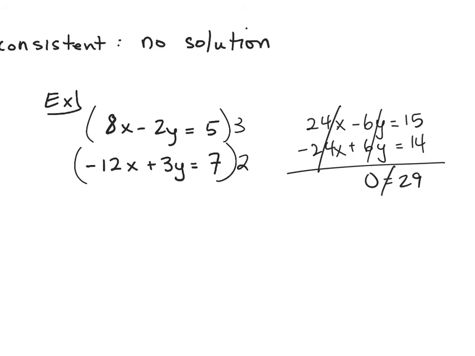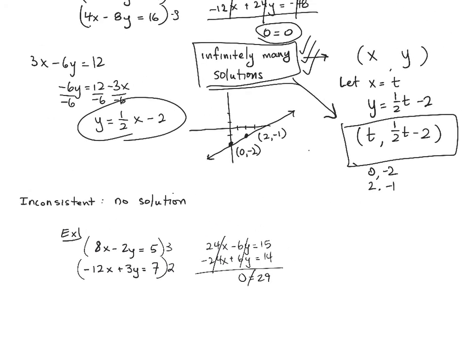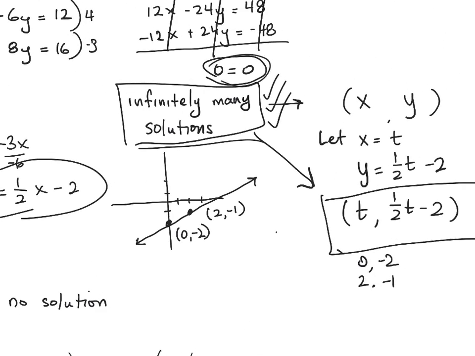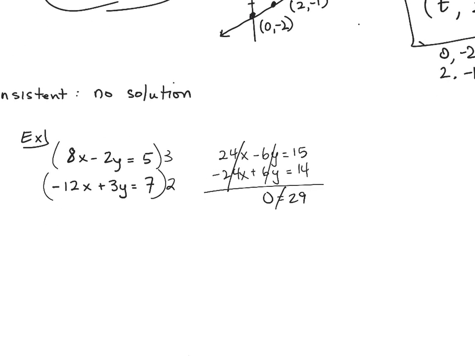This is an untrue statement. If you remember from the problem above, if you have a true statement like 0 equals 0 but no variables, that is an indication of infinitely many solutions. When there are no more variables and you have an untrue statement like 0 equals 29, that's an indication of no solution. And that's actually all you need to write on a problem like this.